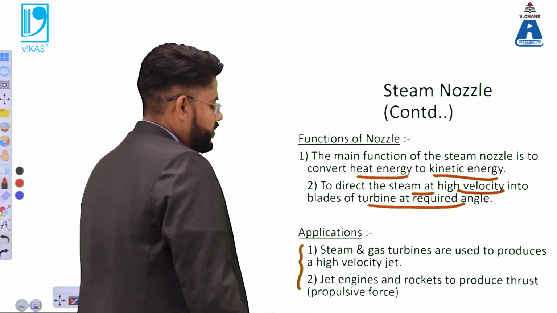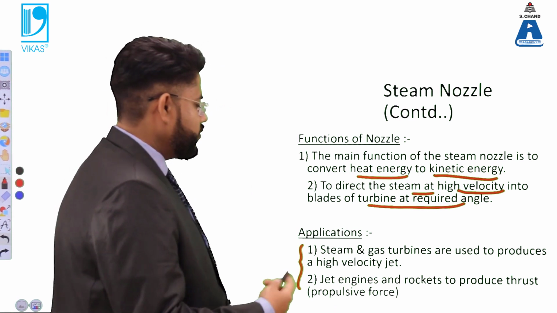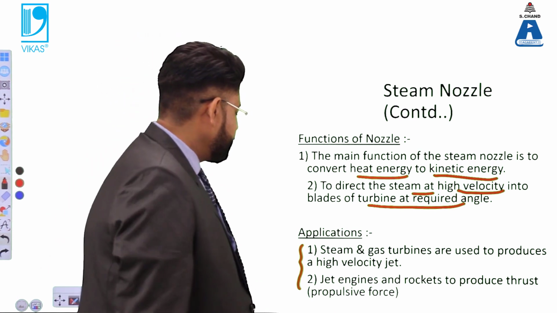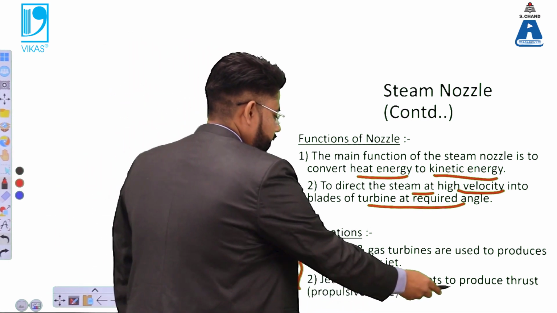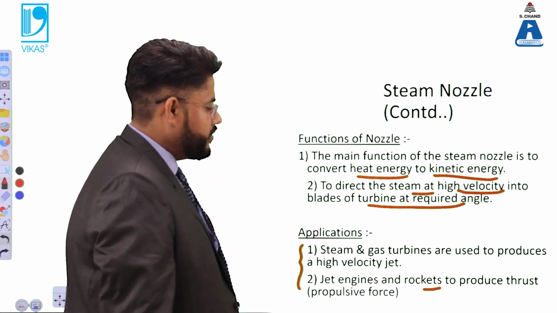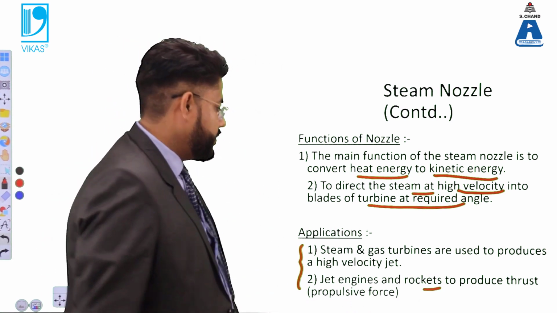Now, what are the different applications? The first and foremost application is in steam or gas turbines, which is used to produce high velocity jets. And another application is in jet engines and rockets, and that is used to produce thrust for a particular operation.